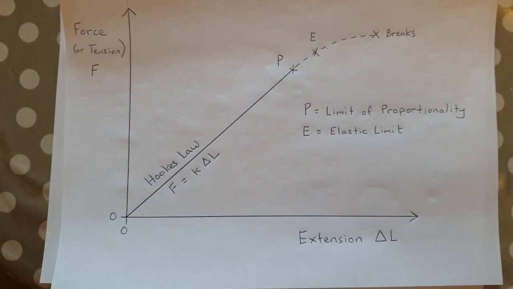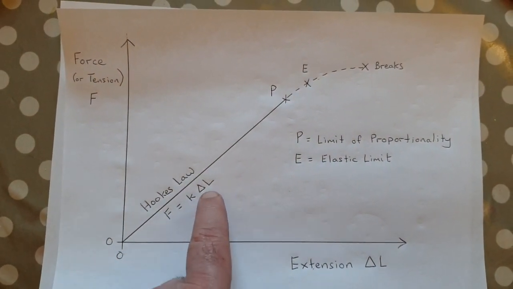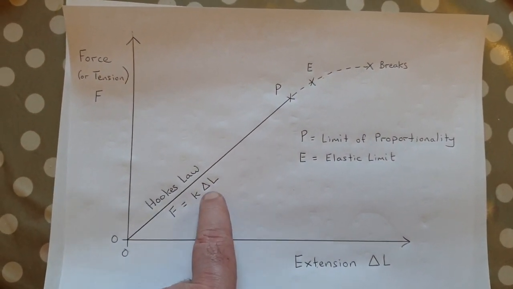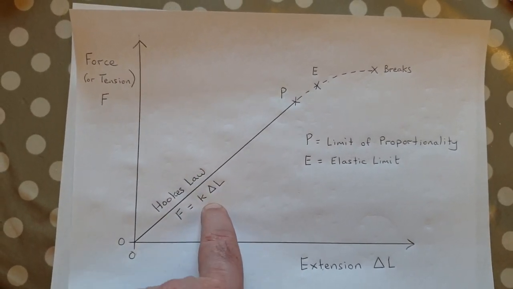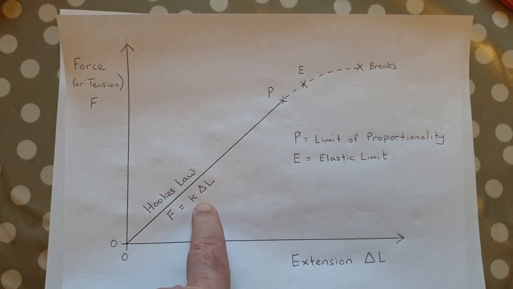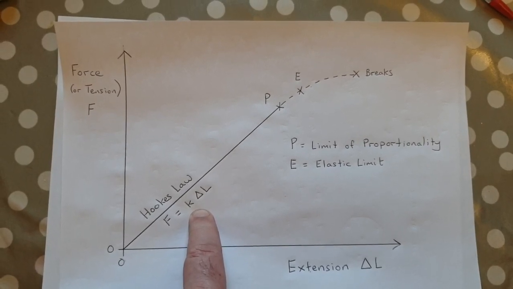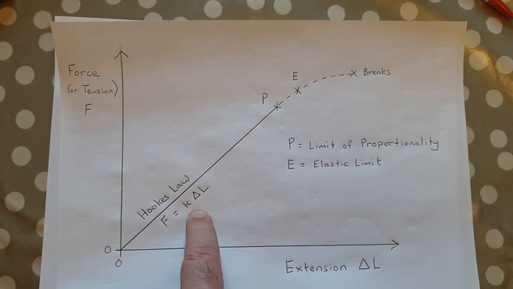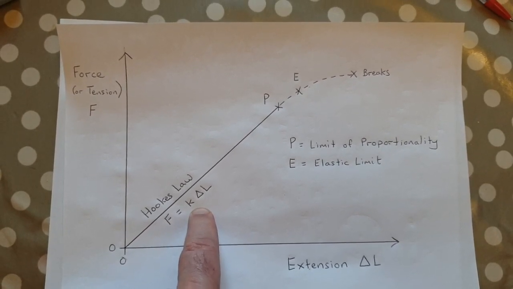Now, we can write that as an equation. You can see the equation here, F equals K times delta L. Delta L is the extension, F is the force, K is the constant of proportionality. That constant of proportionality is called the spring constant or the stiffness. The unit of it is newtons per metre. And the bigger the value of K, the stiffer the spring is.